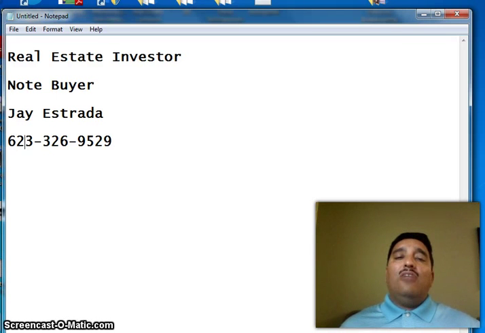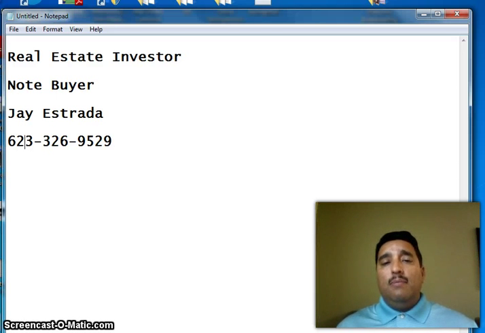Let's talk about the note buying model. The note buying model consists of people or me or companies buying mortgage notes. And we're going to talk about an example here. There was a family who had 2 mortgages on their house. Their house was worth $230,000. The first mortgage was $140,000. They were paying on time, but they got behind on the second mortgage, which was $40,000. They got behind on their payments.